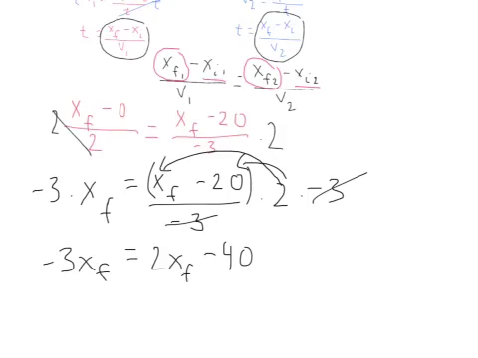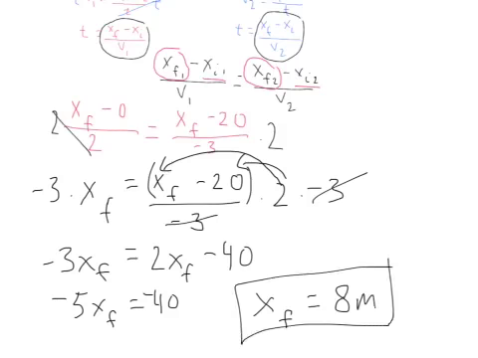Let's subtract 2x from both sides, so I get negative 5x final is equal to 40. That means that the final position, x final, will be equal to negative 40 divided by negative 5, which gives a positive 8. That means our final position is 8 meters away.